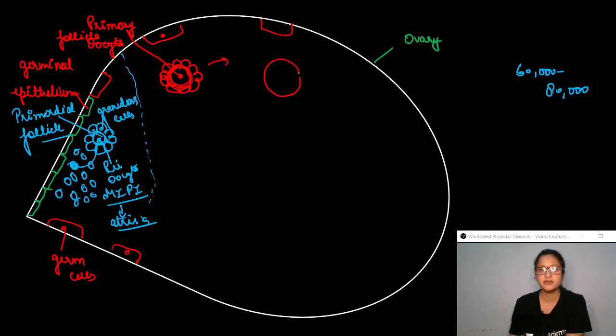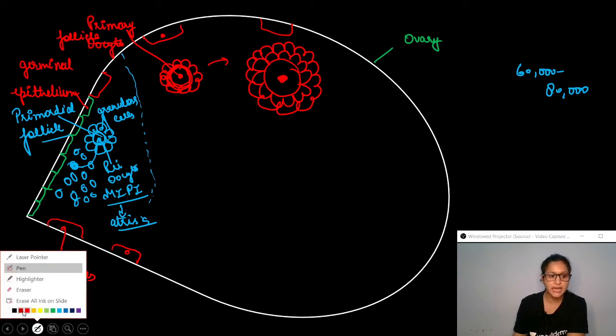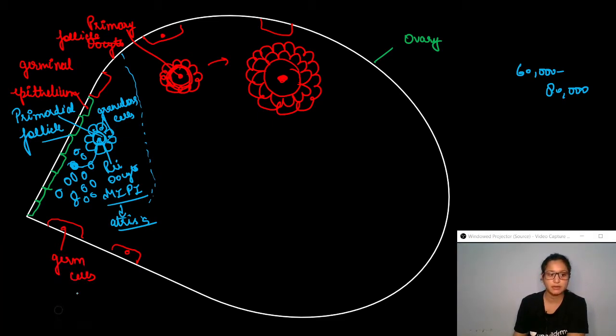This is the secondary follicle, having a primary oocyte surrounded by many granulosa cells. So it becomes multi-layered now. And one more layer you will find around it, and that layer is called the theca layer. One more layer is added, the theca layer. This is theca, and this structure is called the secondary follicle.